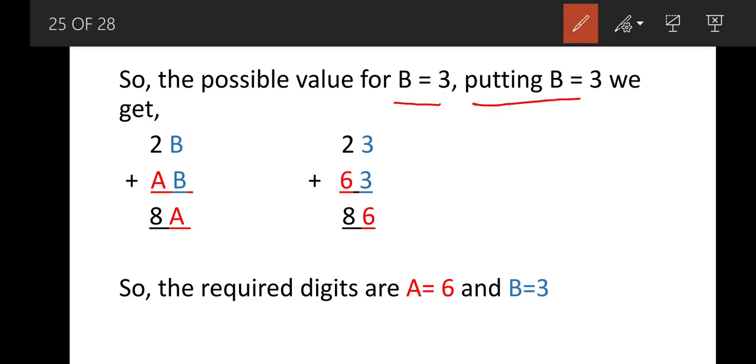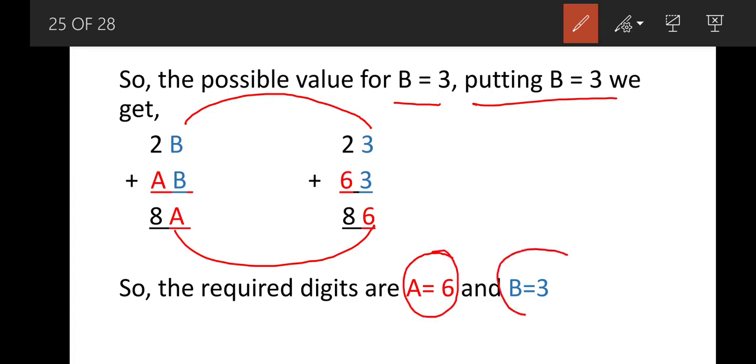Putting b is equal to 3, we get, this was the question given to us. B, we got the value as 3. A, we got the value as 6. So the required digits are a is equal to 6 and b is equal to 3. I hope this is clear to you now.